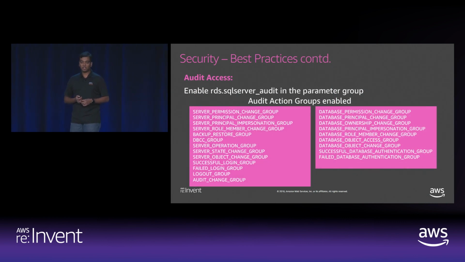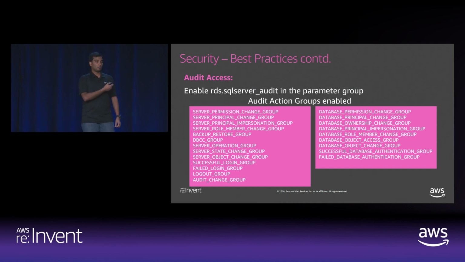Now, since we have done our best to restrict access, let's look at auditing. One thing that you could easily do in RDS is use the SQL Server underscore audit parameter. That actually enables SQL Server auditing on the instance. It creates a server level audit, a server level audit specification, and it also adds a bunch of action groups.